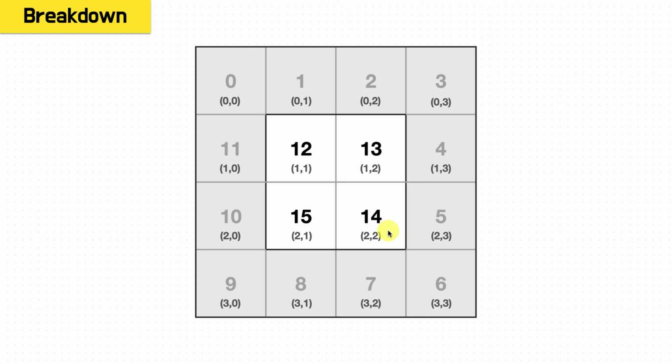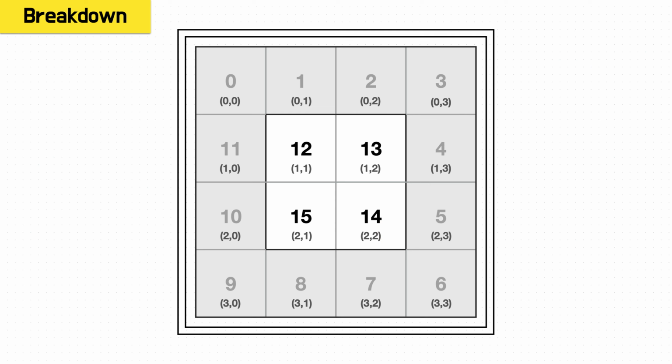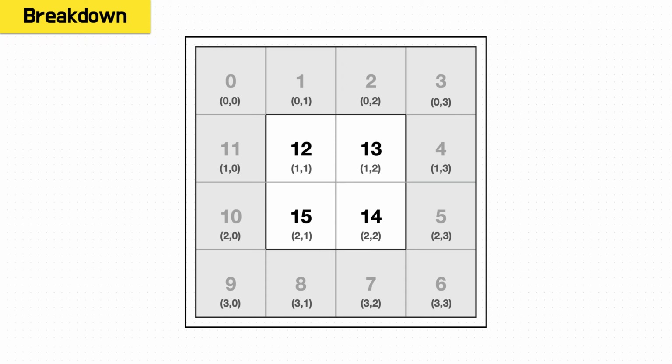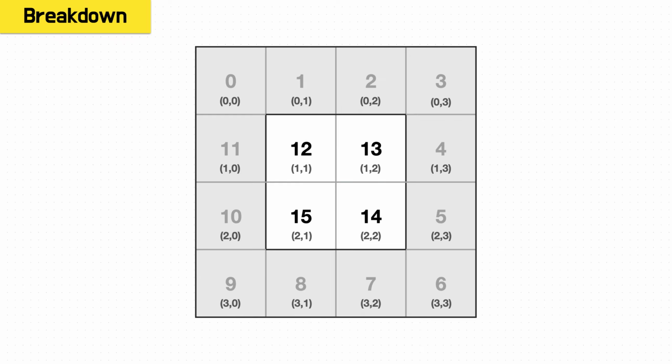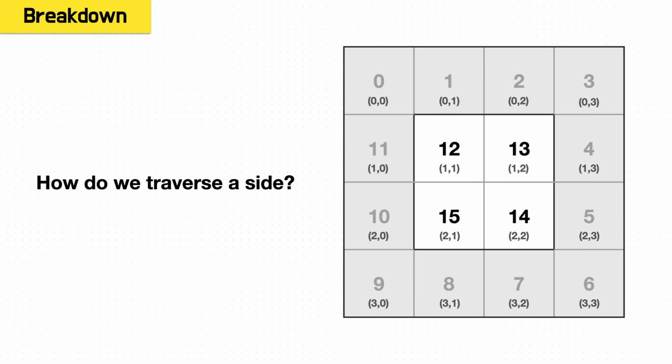And this applies to a perimeter of any size. We would walk an outer perimeter, remove that, walk an outer perimeter again, and remove that. So it's just this shrinking repeated logic of walking the same perimeter each time and then bringing our indexes inward. So now let's see how we actually traverse each side. And we can do this using for loops, or specifically 4 different for loops, one for each side. One for the top, right, bottom, and left.